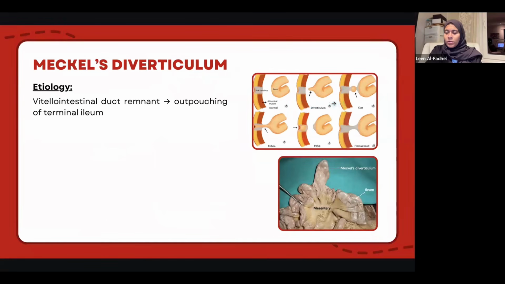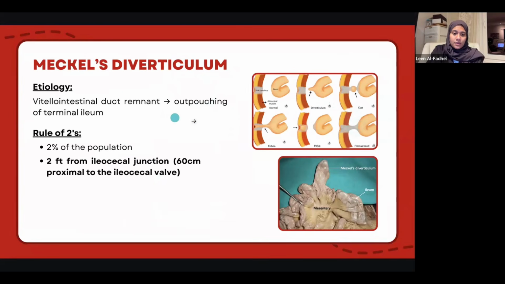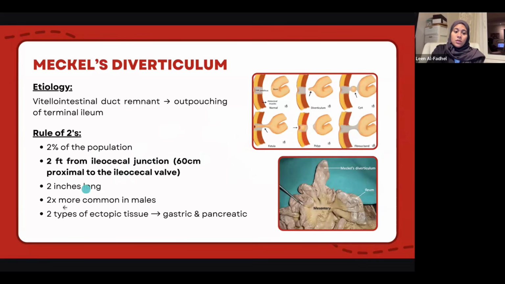Now, there's a really nice mnemonic that you need to know for Meckel's diverticulum, and that is the rule of twos. So, it's found in 2% of the population. It is 2 feet away from the ileocecal junction, okay? The ileocecal junction, I will show it to you in a bit. It is 2 inches long, okay? And it is 2 times more common in males. It has 2 types of ectopic tissue, gastric and pancreatic.